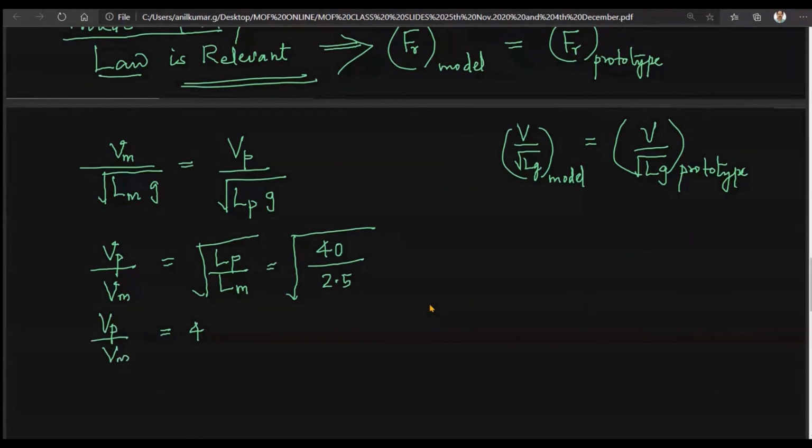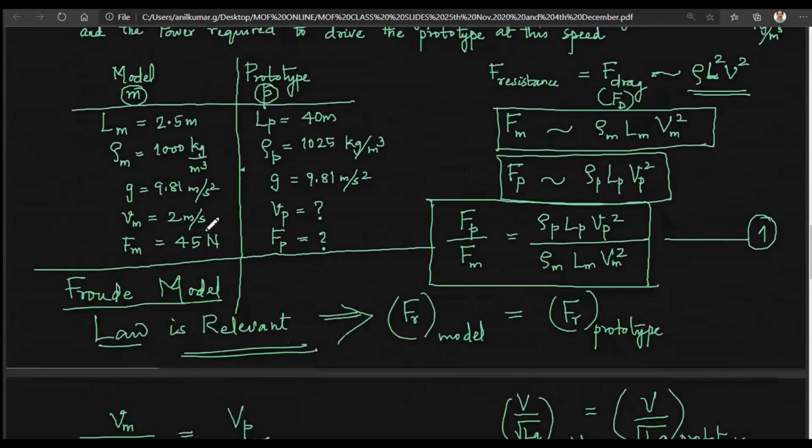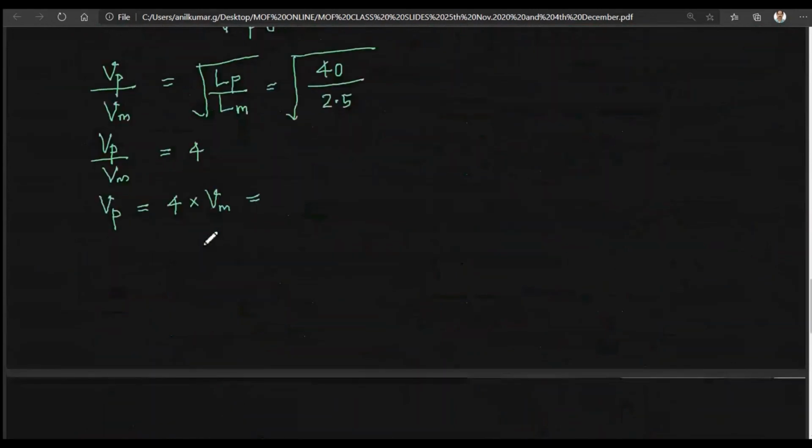So what is the velocity of the prototype, the velocity of the actual ship? That is 4 times the velocity of the model. And the model is tested at 2 meter per second. See this, Vm is 2 meter per second. So it is 4 into 2, so it is 8 meter per second. So this is the answer.